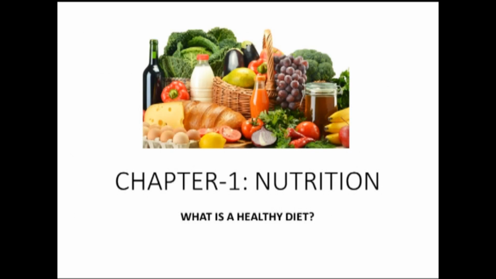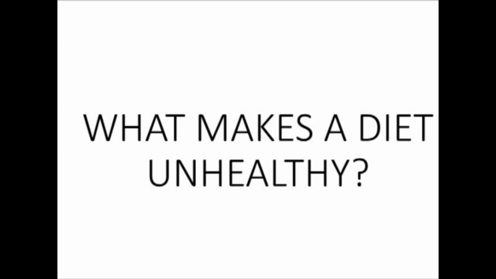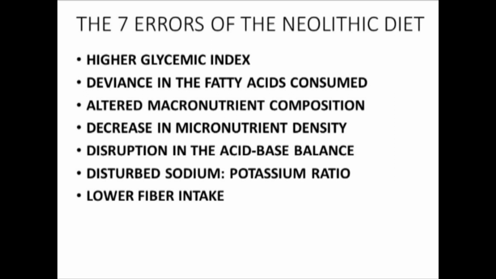In searching for what is a healthy diet, we first have to take a look at what makes up an unhealthy diet. I'm going to start this discussion by beginning on page 6 of the textbook and looking at the 7 errors of the Neolithic diet, notably the higher glycemic index, the deviancy in the fatty acids consumed that we see currently in our agricultural Neolithic society, the altered macronutrient composition that would have taken place from the Paleolithic to the Neolithic, but probably greatly modified after the Industrial Revolution. A decrease in micronutrient density, disruption of the acid-base balance of our food supply, and a disturbance in the sodium-potassium ratio, and finally the lower fiber intake.